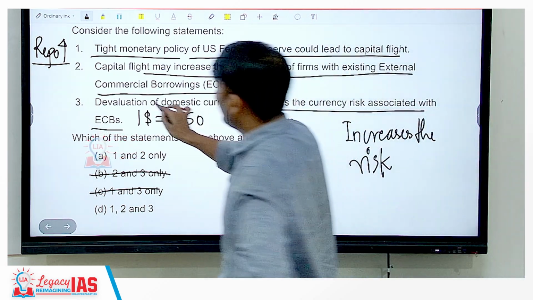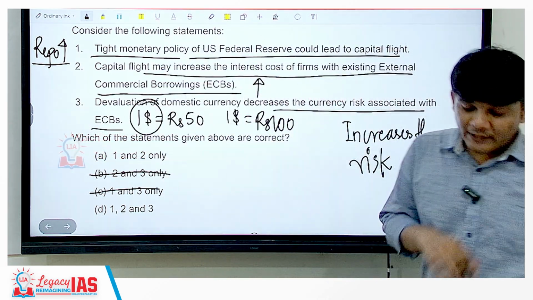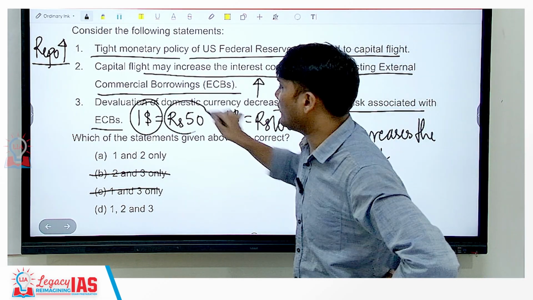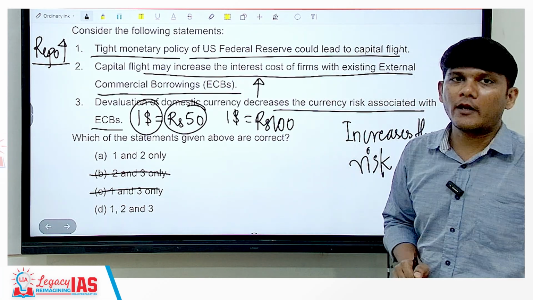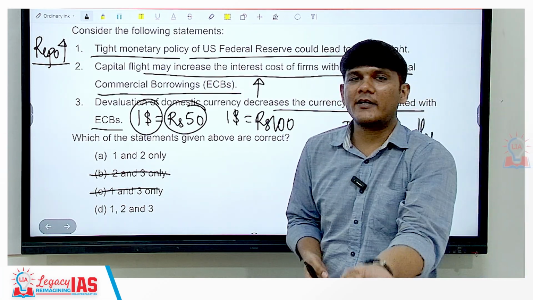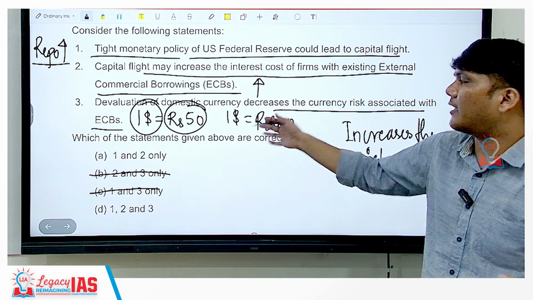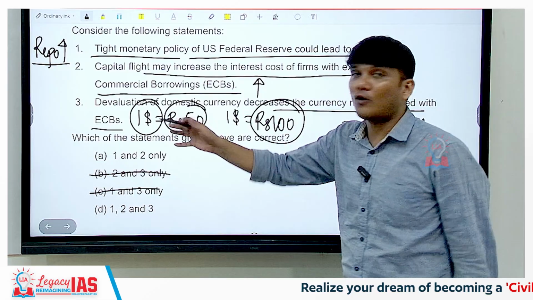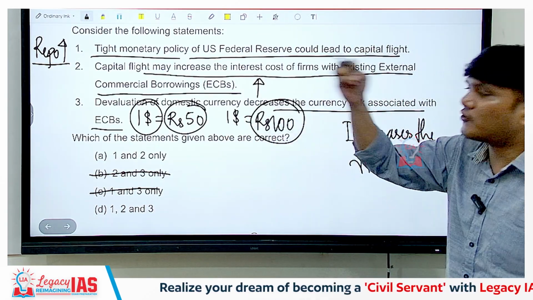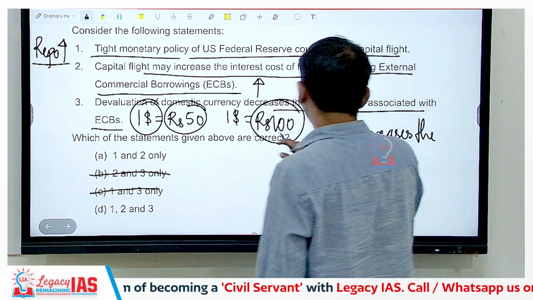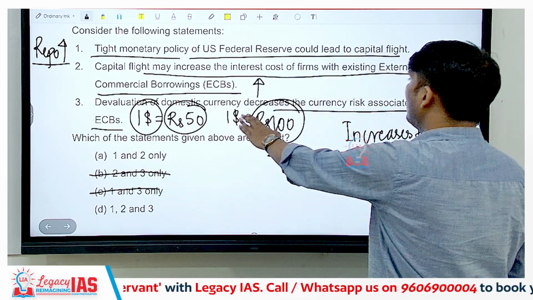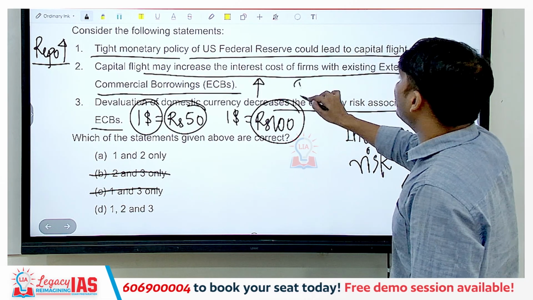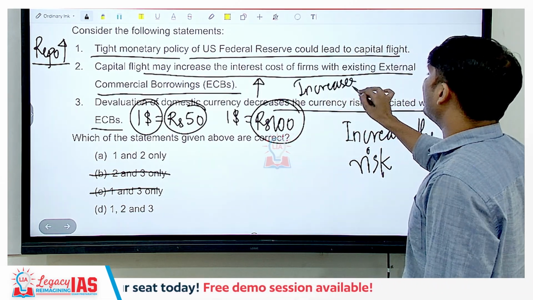Let's say you borrowed $1. If there was no interest rate, you have to return the $1. How much will you return? 50 rupees. But after a while the Indian rupee depreciated and $1 became 100 rupees. So now if you have to return $1, you will have to return 100 rupees and not 50. So due to the depreciation of the currency, devaluation of domestic currency does not decrease the risk associated with external commercial borrowings. No, it increases the risk associated with ECBs.